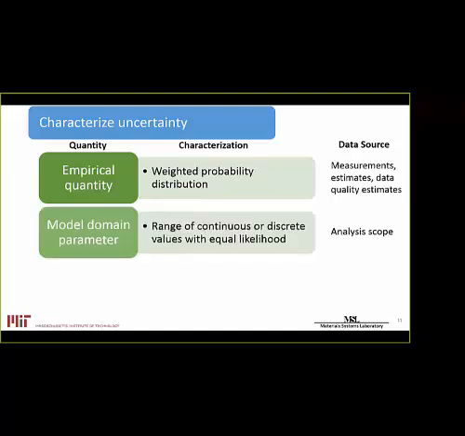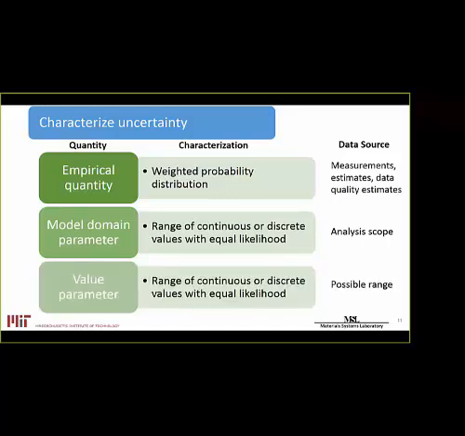But when it comes to model domain parameters, it's not appropriate to use a weighted probability distribution because it's not like it's more likely that you're going to have one geographic or temporal distribution, for example. Instead, what you do is look at a range of continuous or discrete values that all have equal likelihood, right? Because these are all about the analysis scope. And lastly, when it comes to value parameters, once again, these should also be analyzed with a range of continuous or discrete values that have an equal likelihood.